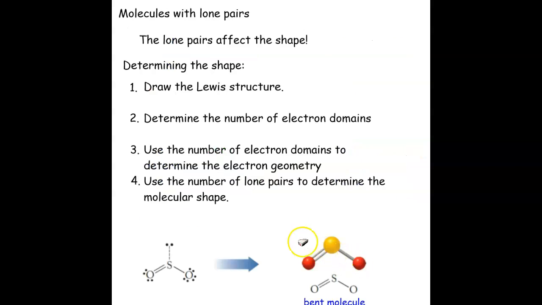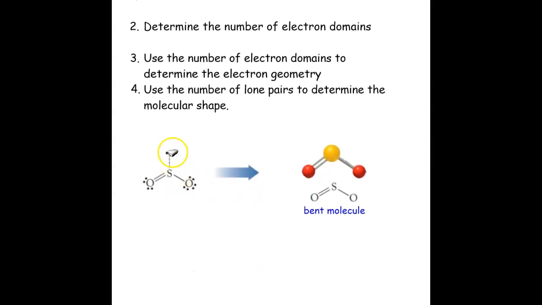You saw in the PhET activity that lone pairs affect the shape. Let's take a look at how. To determine the shape of a molecule, we start like we did before, but now we need to look at the number of lone pairs to determine the shape. For example, SO2 has 3 electron domains, but one of those is invisible, so the shape is bent.